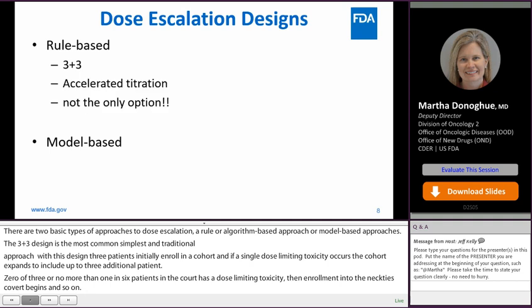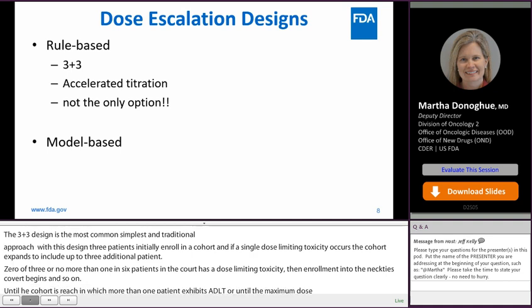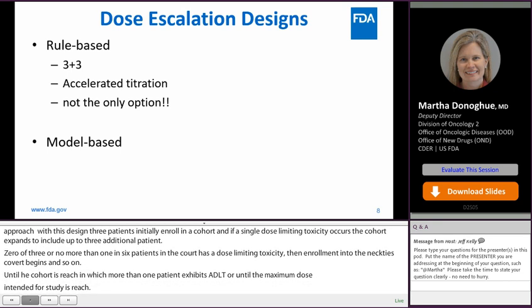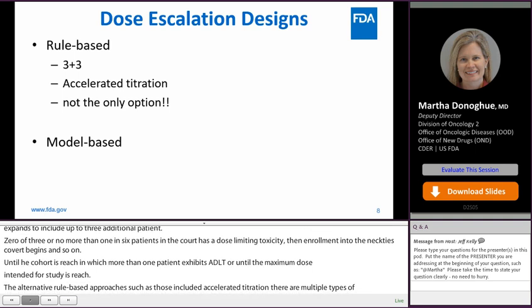There are alternative rule-based approaches, such as those including accelerated titration. There are multiple types of accelerated titration designs. One example enrolls patients into single-patient cohorts until toxicity above a certain level is observed and then reverts to a 3+3 design. As I mentioned earlier, model-based designs are alternatives to rule-based designs.